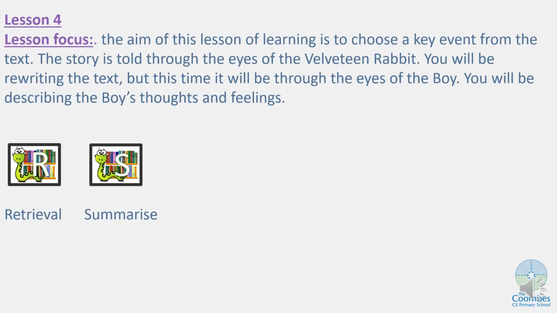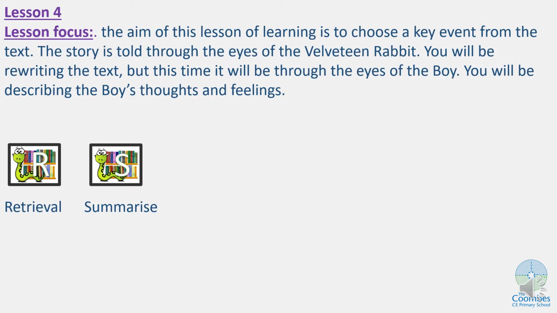This is lesson 4, and today's lesson focus. You will be choosing a key event from the text. The story is told through the eyes of the Velveteen Rabbit. You will be rewriting the text, but this time it will be through the eyes of the boy. You will be describing the boy's thoughts and feelings. Today's VIPERS focus, we will be using retrieval and summarising.